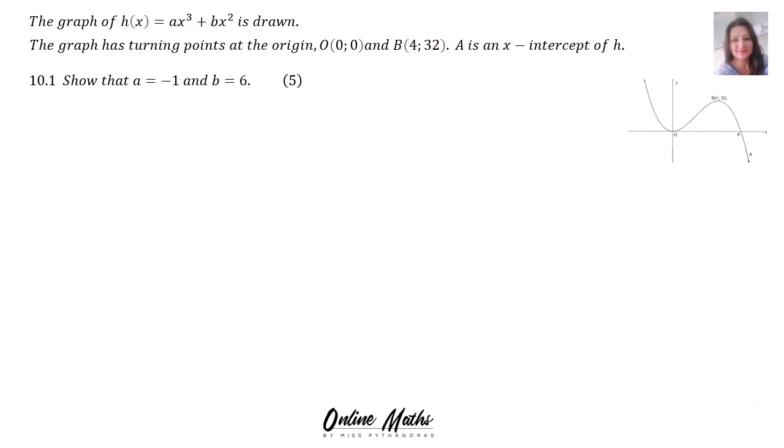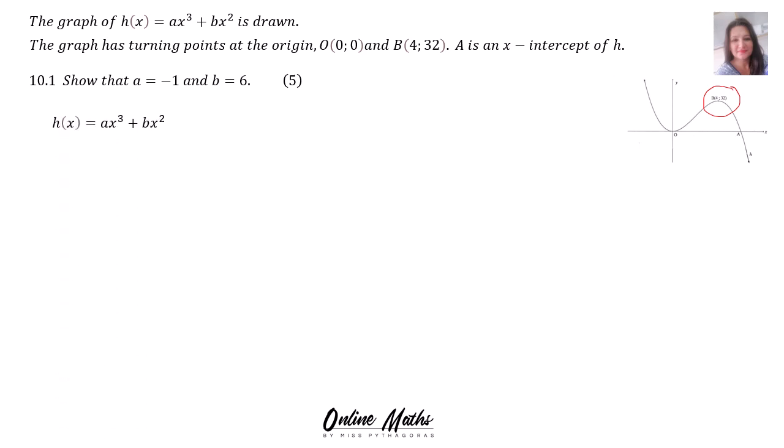The graph of h(x) = ax³ + bx² is drawn. The graph has turning points at the origin and at B(4; 32). A is an x-intercept of h. 10.1: Show that a is -1 and b is 6. Now we are going to zoom in on the fact that B(4; 32) is a turning point and it is a point on the graph.